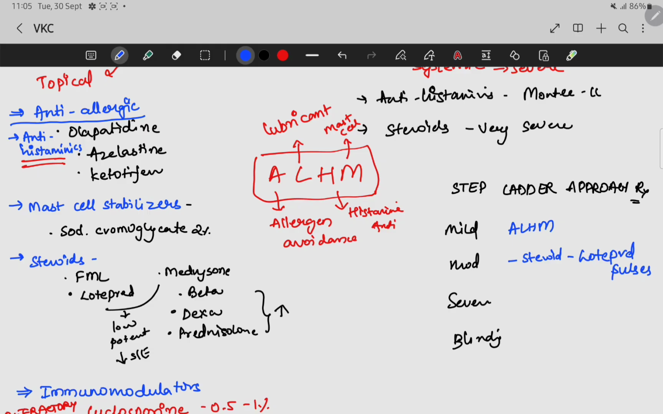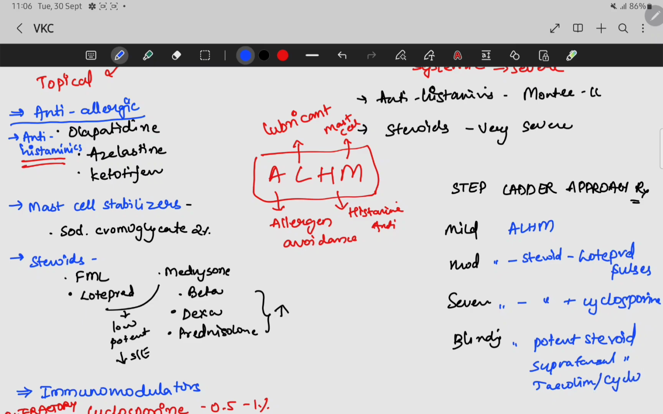For blinding ones, we have to use potent steroids along with some surgical approaches such as supratarsal injection of steroids in case of cobblestone papillae, and tacrolimus or cyclosporine, that is immunomodulator eye drops, can be used, and surgery for ulcerations should be done. So this was the treatment protocol, that is the step ladder approach, so that we make a rational use of steroids in these cases.